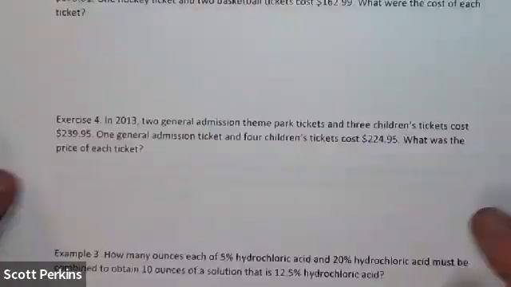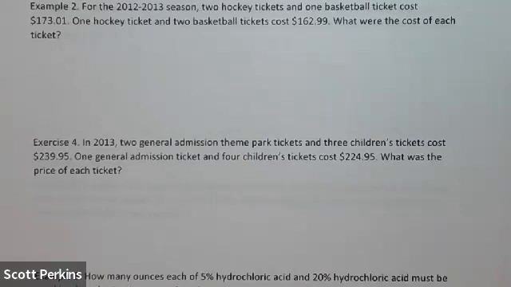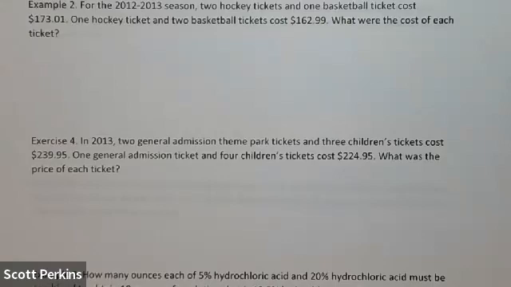Okay, I'm flipping the page. My next example, we're going to alternate. I've got one, you've got one. It's another problem just involving addition, but it looks a little bit different. In fact, my class before you, they liked this one a lot better. So example 2 says this. For the 2012-2013 season, 2 hockey tickets and 1 basketball ticket cost $173.01. 1 hockey ticket and 2 basketball tickets cost $162.99. What was the cost of each ticket? We lost our receipt, so we want to know.